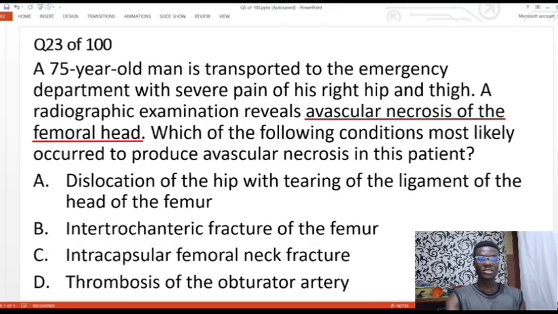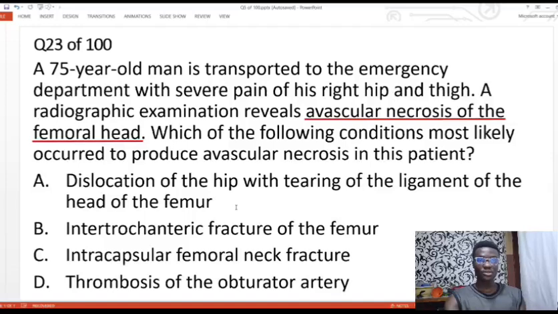Option A, dislocation of the hip with tearing of the ligament of the head of femur. Option B, intertrochanteric fracture of the femur. Option C, intracapsular femoral neck fracture. Option D, thrombosis of the obturator artery. Starting with option A, dislocation of the hip with tearing of the ligament of the head of femur.